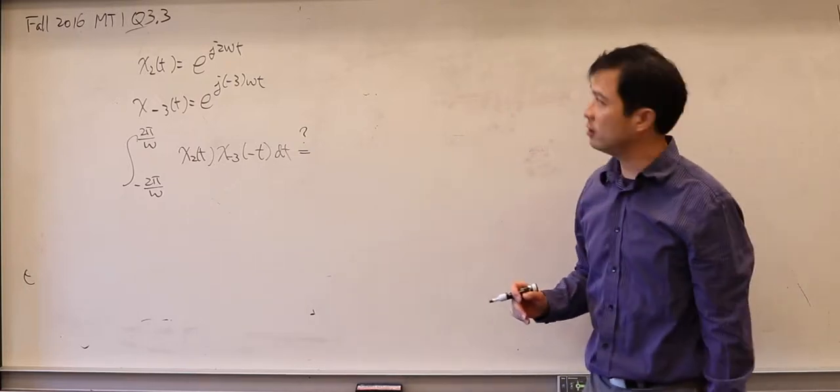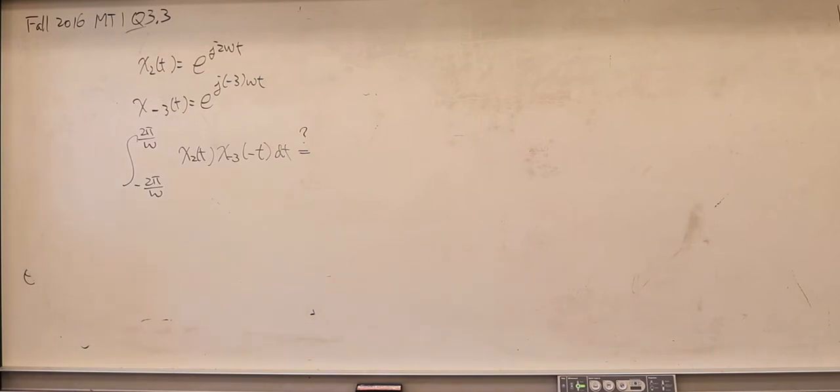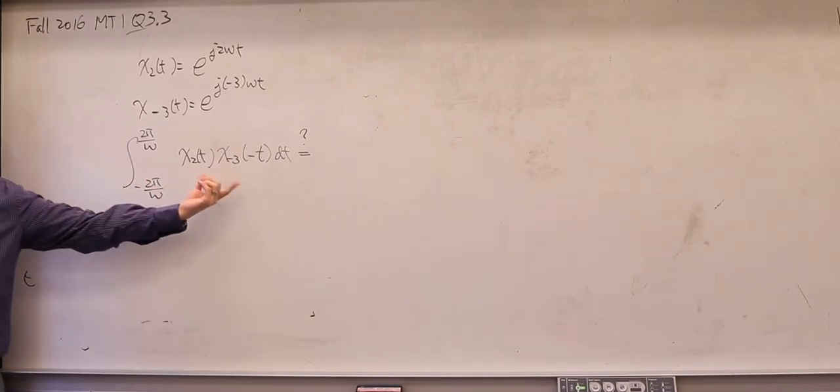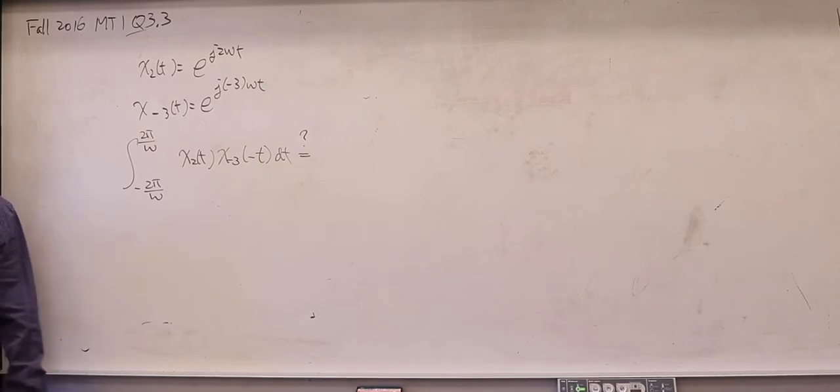Let's work on this question. It's for 2016 MT1 question 3.3. The question is as follows. You are given two signals, multiply them together, and integrate. The question is what's the final answer? Is the question clear to everybody?